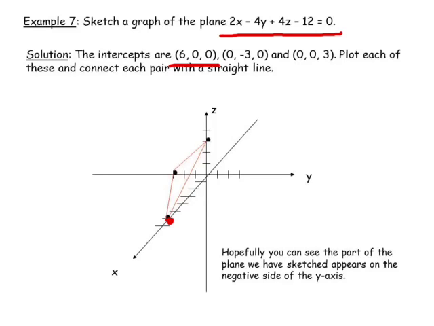If we plug in 0 for x and z, we get the point 0, negative 3, 0, which we plot over here on the negative side of the y-axis. And then if we plug in 0 for x and y, we get the point 0, 0, 3, which we can put right here. In my opinion, finding the points on the axes is an easier way to graph these than actually finding the traces, but you can choose whichever method works best for you.